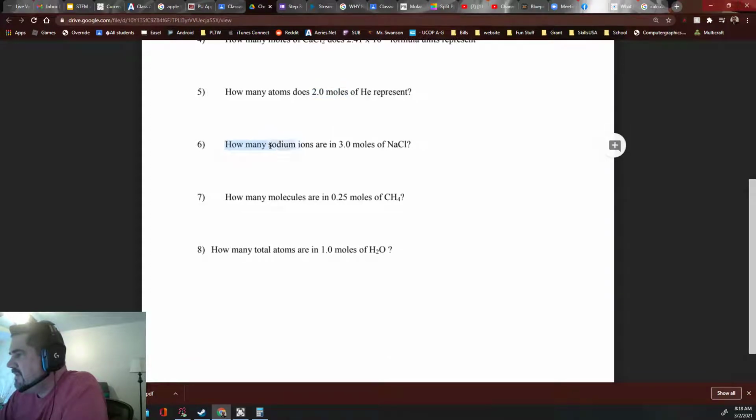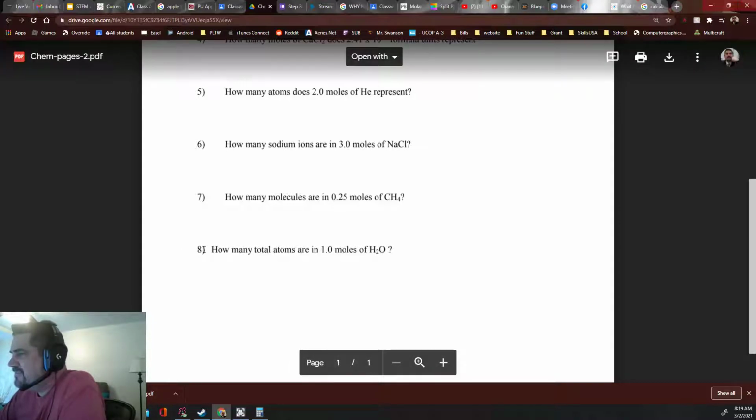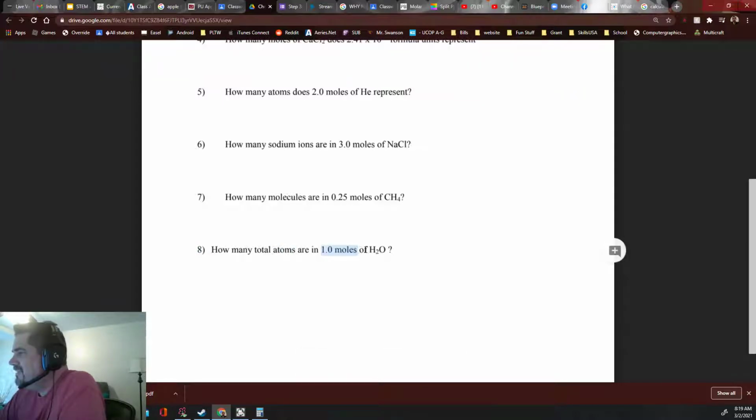Now, there is one trick right here. How many sodium ions are there in 3 moles of this? Okay, so that's the same. How many molecules? Nope. Here's the trick one right here, so be careful with this one. See, 1 mole of water gives you 1 Avogadro's number. So how many molecules of H2O would you have? You would have 6.022 times 10 to the 23rd power. That seems too easy for being the last problem, right? This is number 8. This should be the last problem. So 1 mole is easy. It's just 1 mole would give you 6.022 times 10 to the 23rd power molecules of this.